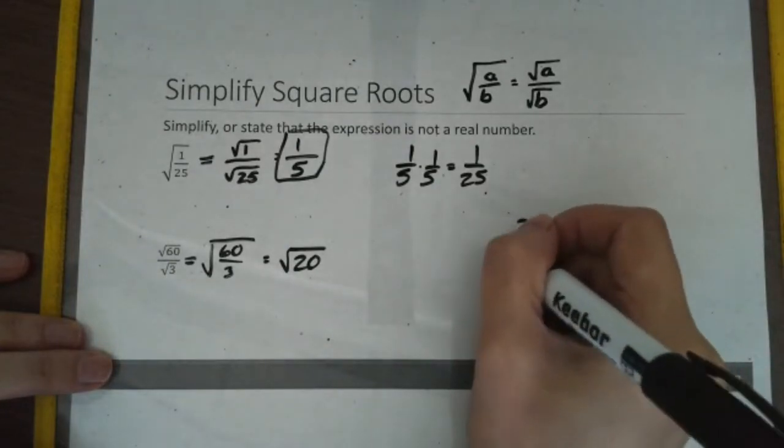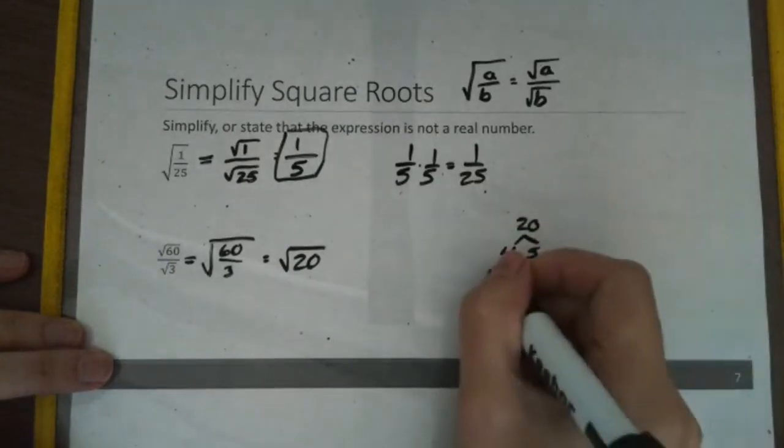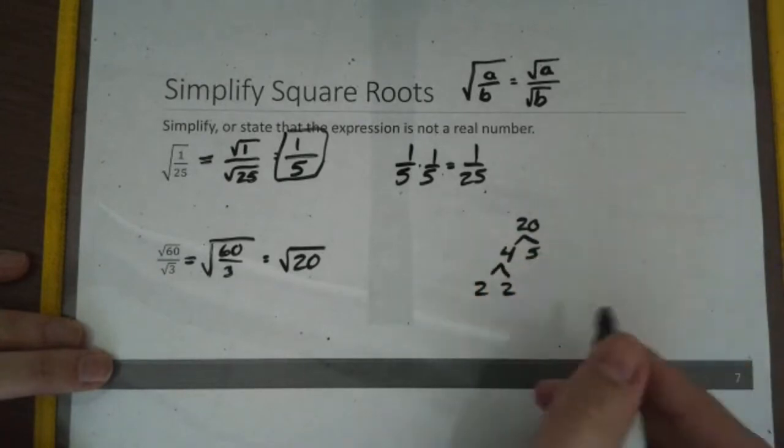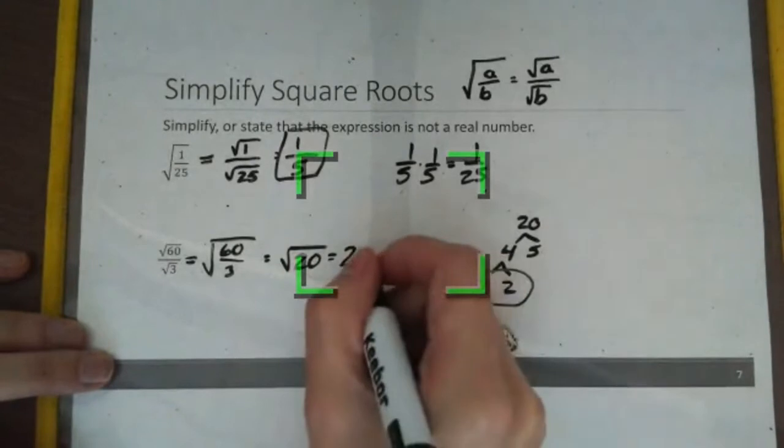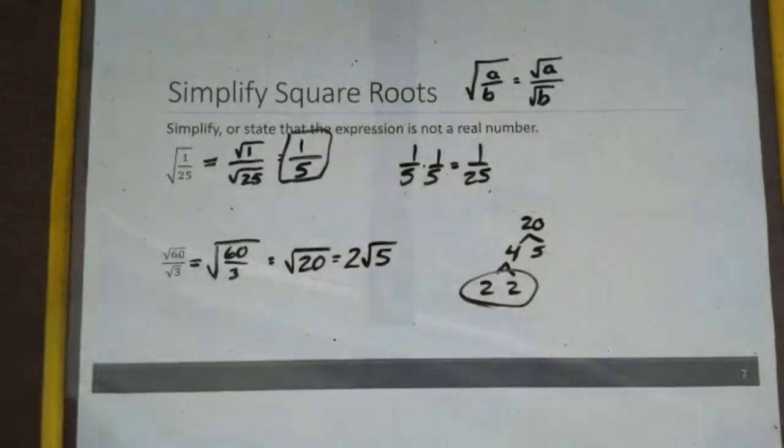20 is 4 times 5, and 4 is 2 times 2. So I have a pair of 2's that did get to come out front, and that leaves the 5 under the radical. So this is 2 times the square root of 5.